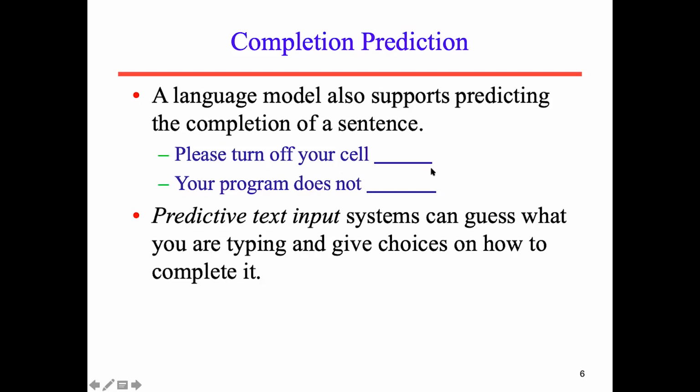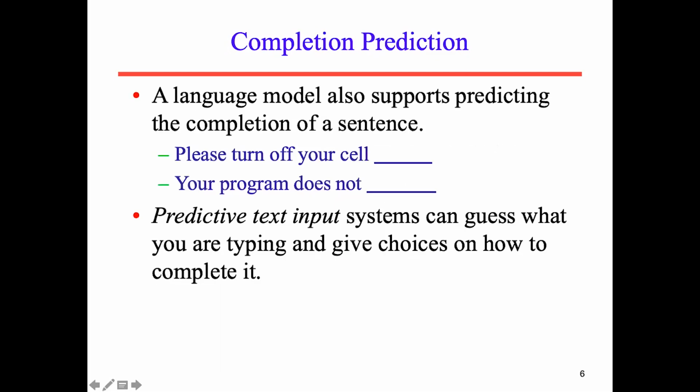And if I put please turn off your cell phone, it's also using the same correct English words. But the probability of phone preceding cell is a lot higher than a car coming right after cell. And your program does not work, your program does not run, might be something of a similar sort that fills in the blank, rather than your program does not purchase or something like that. And as the bottom pointer says as well, it can guess what you're typing and give choices on how to complete it, because of the way you've typed and used these words before, completion prediction or natural language processing systems will have an idea of what word you will use after what word.